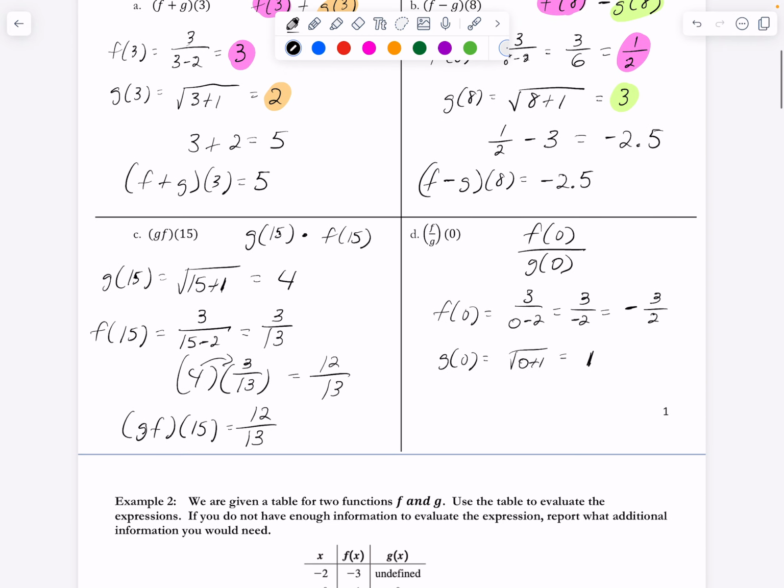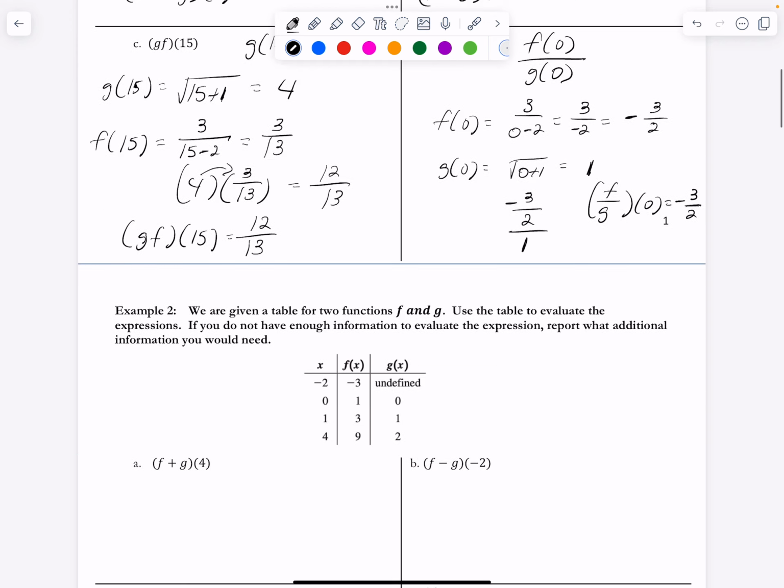So to get this, I'm going to do negative 3/2 over 1. Now, I'm hoping that you know at this point in your mathematical career that if you divide anything by 1, it's not going to change. So f over g of 0 equals negative 3/2.